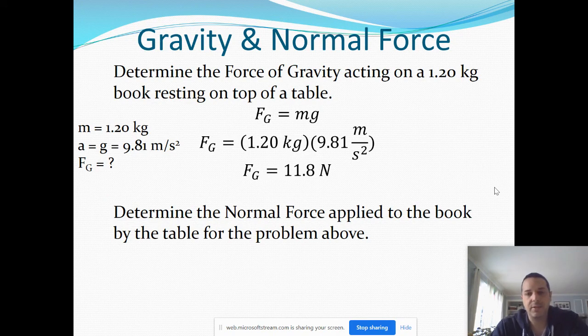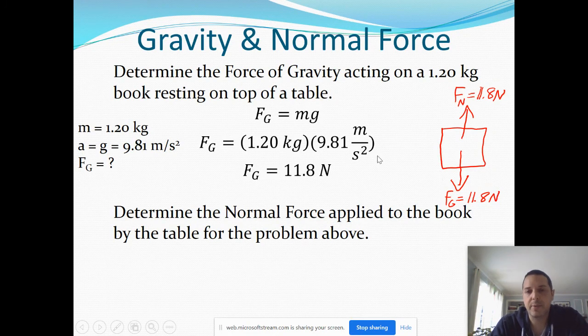Now, knowing this gravitational force, and knowing that the book is at rest on top of a table, means that the book must be in equilibrium. It must have zero net force. So if we look at this from a free body diagram perspective, which I put here on the right, you can see that the force of gravity pushing down on the book is 11.8 newtons. Now, between the book and the table, there's a contact force, a pressure between the two. The table must be exerting some force on the book, holding it up, in order to get that book to be stationary. That is the normal force. That's the force acting between two surfaces in contact.